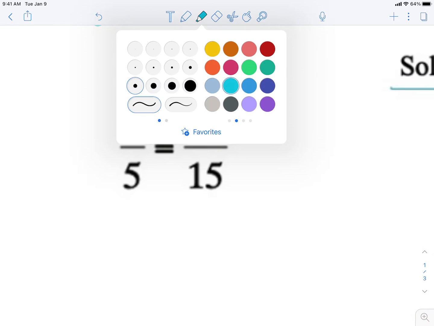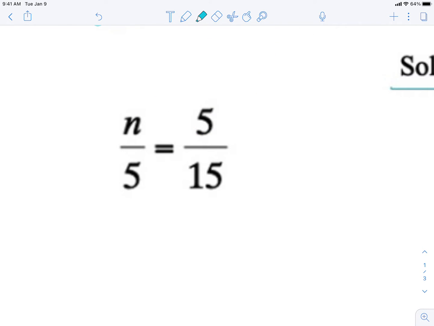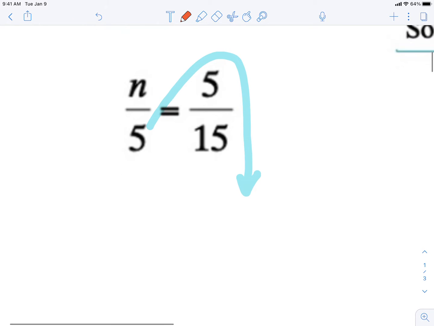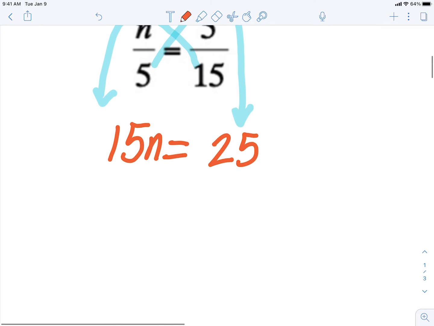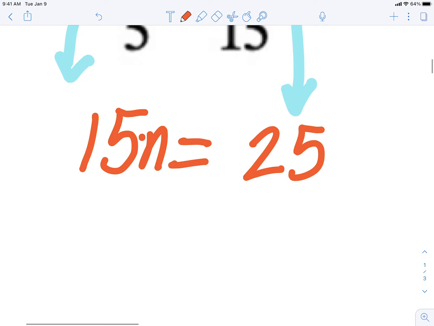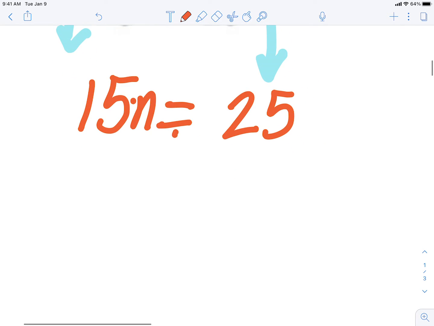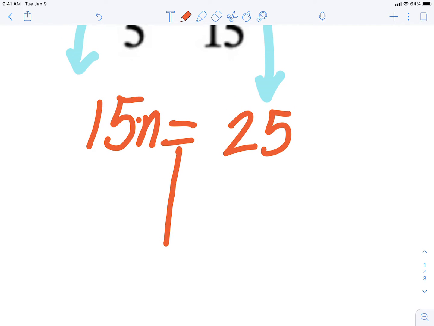So let's try it out. I say 5 times 5 is equal to 25. I bring down my equal. 15 times n is 15n. Look at that, 15n is equal to 25. 15n means 15 times n, right? So I draw my line of separation. The opposite of multiplying is dividing by 15, so I cross out 15.